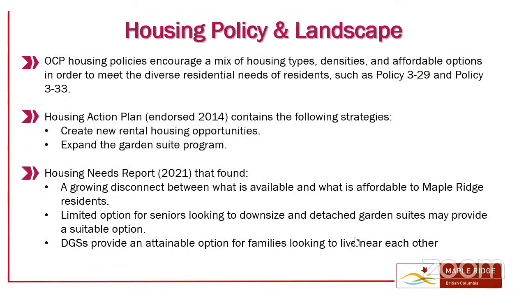So this piece of work aligns with the housing policy and landscape currently in Maple Ridge. It aligns with our housing policies because we encourage a mix of housing types, densities, and affordability. It aligns with our housing action plan strategies because it's creating new rental opportunities and expanding the DGS program. And it aligns with what was found in the housing needs report, as it found there were limited options for seniors looking to downsize, and that DGSs might be able to provide that suitable option. And from the two engagement processes that happened before this, that's in line with what we heard with people looking to downsize, but also live on the same lot where their kids are looking to also live.